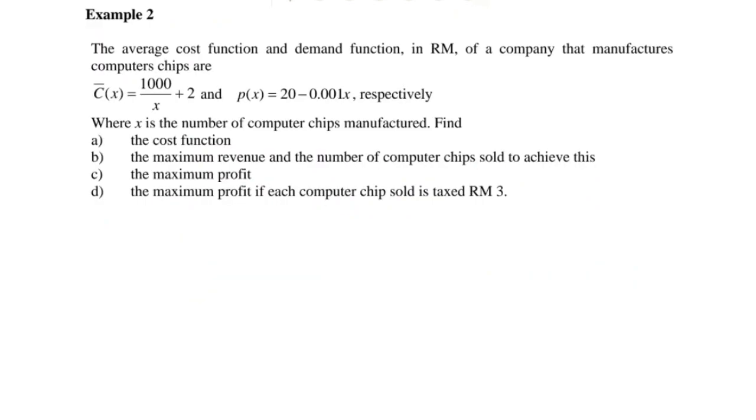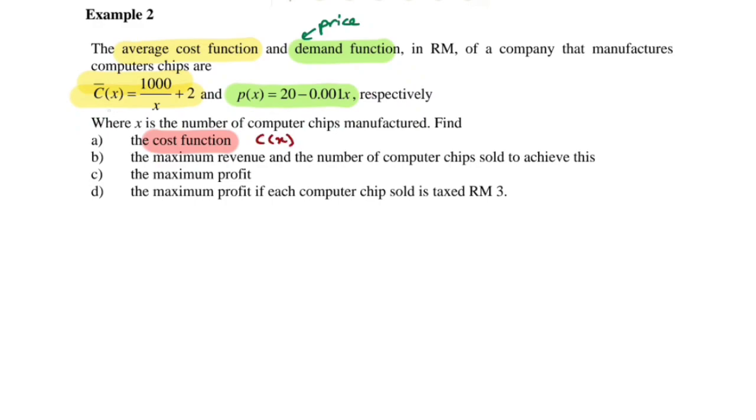Next question. The average cost function and demand function in RM of a company that manufactures computer chips are: the first one is the average cost function. The second function is the demand function, or also known as the price demand function. Find the cost function. So in A, we have to find the cost function.